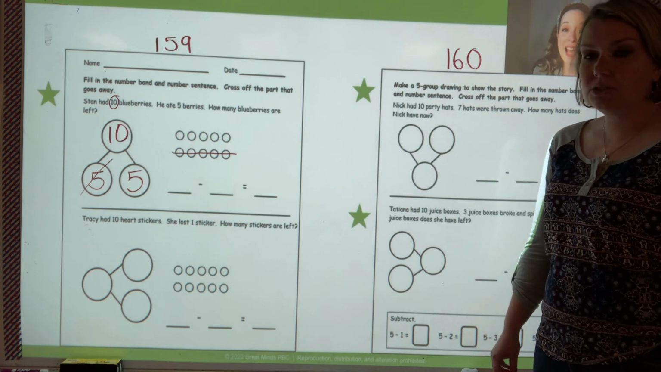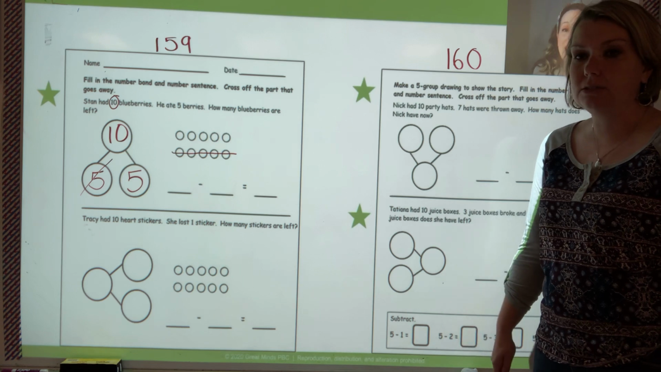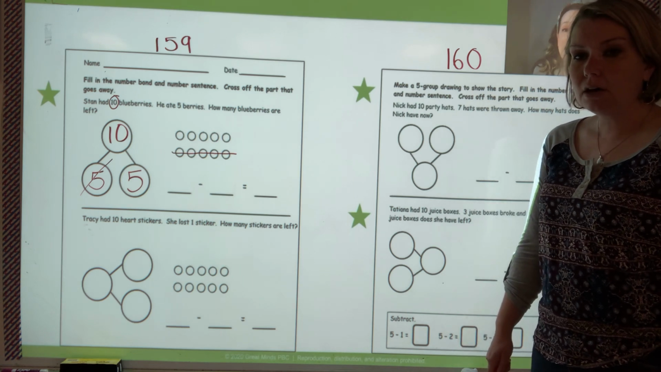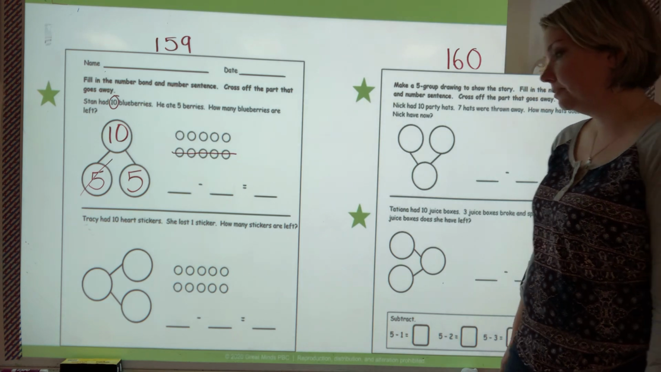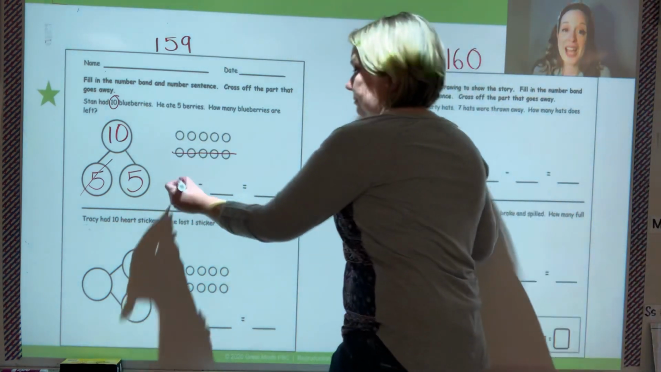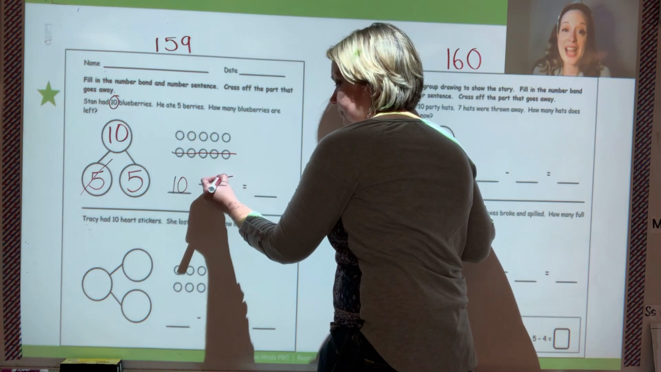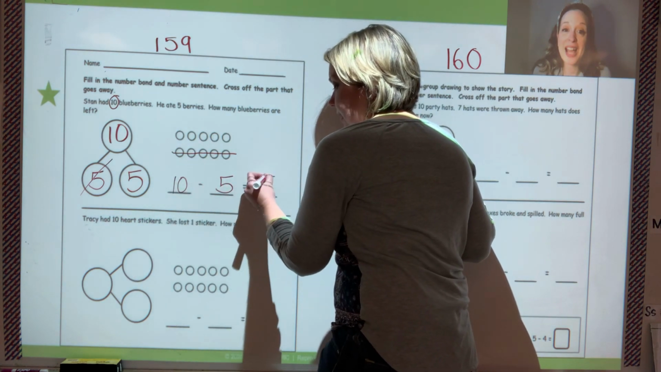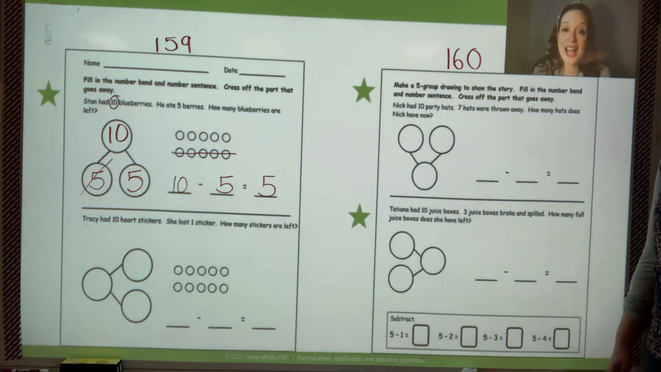Now, would someone like to read their number sentence to me? Raise your hand if you would like to do that. Read your number sentence to me. 10 minus 5 equals 5. Excellent. 10 minus 5 equals 5.